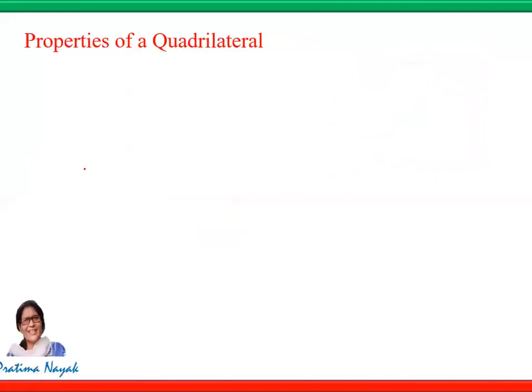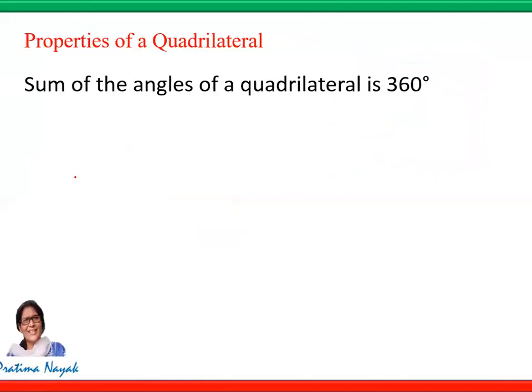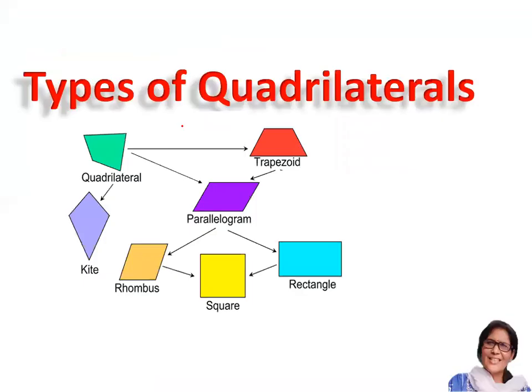So what is the property of the quadrilateral? Sum of angles of a quadrilateral is 360 degree. You have to remember this to solve some problems. Next, let us learn or revise again about these quadrilaterals, different types. From the figure also you can recall what you have learned in class 8.